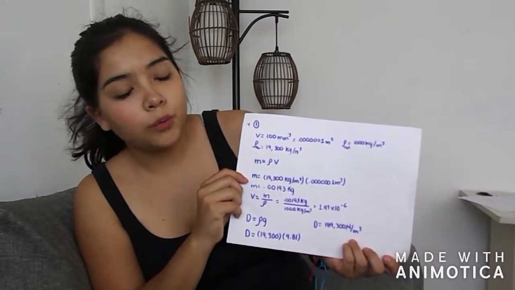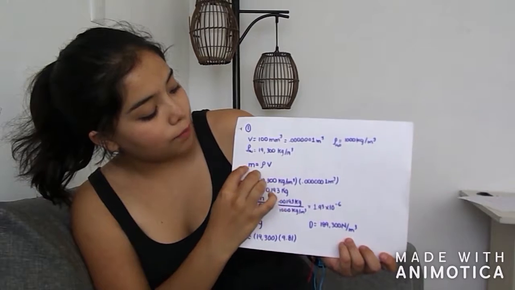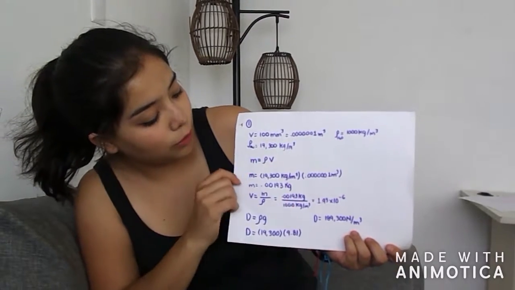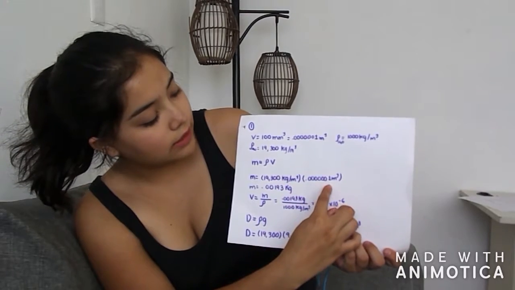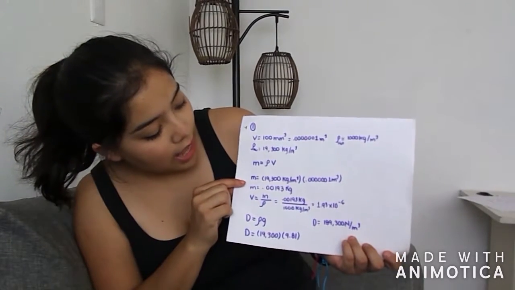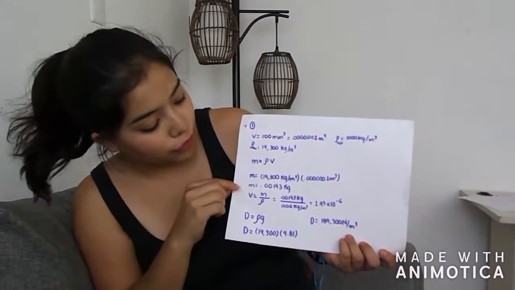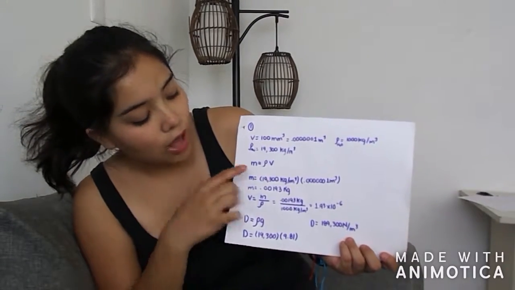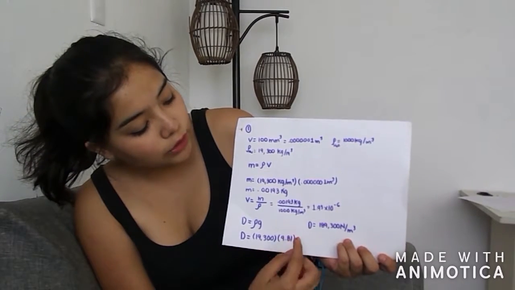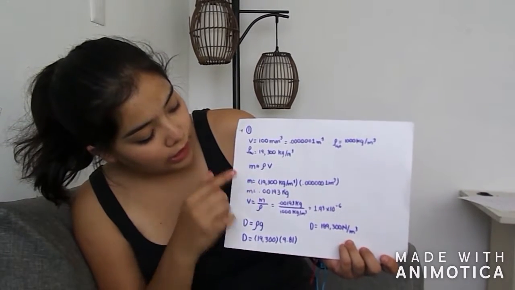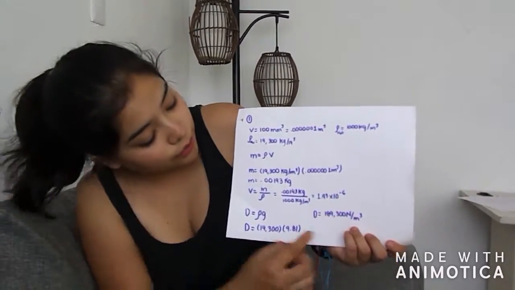For mass, we need to clear it for mass, and we have the formula mass equals density times volume. We substitute our values, the density of the gold times the volume, and we have our mass. Then, to know the volume that we are looking for, we use the formula mass over the density, and we substitute our values, the mass that we already got and the density of the water, and we have this result.